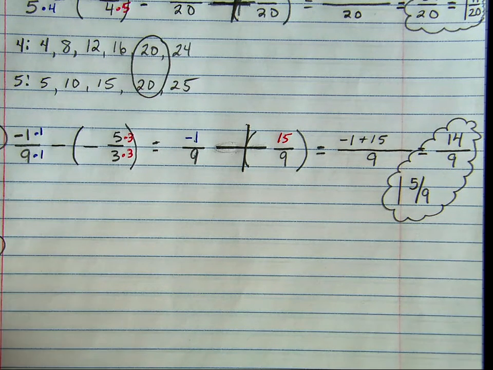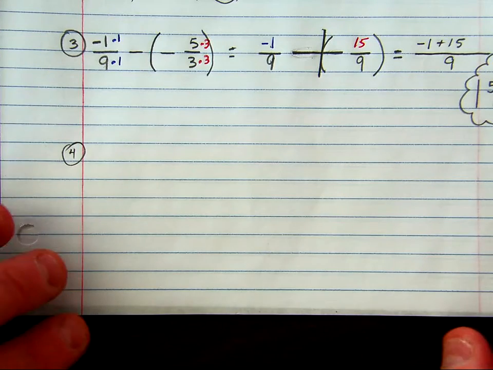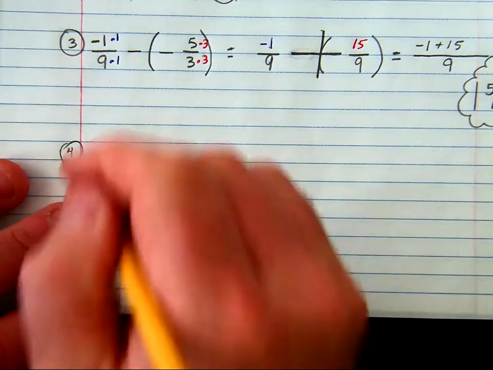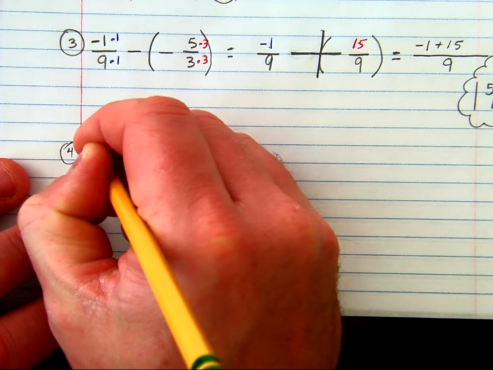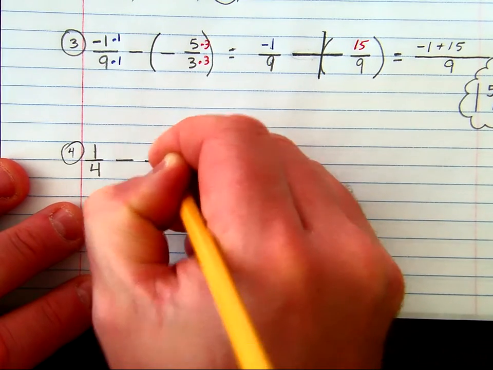Any questions so far? Any questions on how we're finding the common denominator or how we're finding the numerator? No? Okay. Let's try this one. Let's go 1/4 minus 5/6.